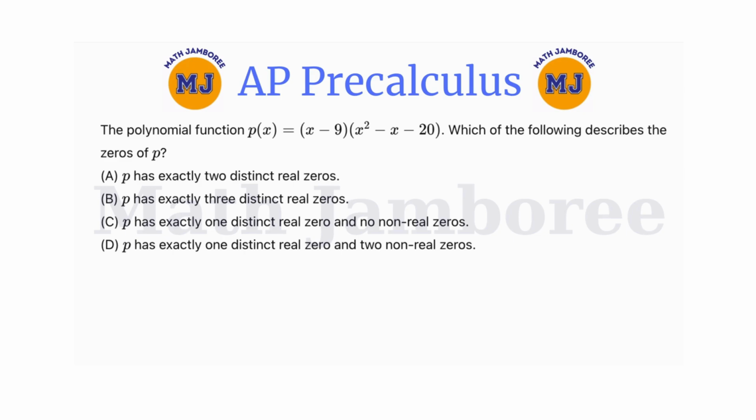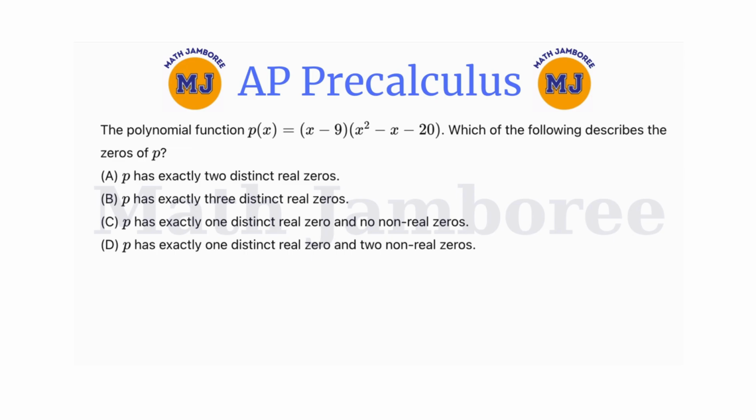In this video, we have another AP Precalculus type of question from the topic of polynomial functions and complex zeros. Let's solve it together. The polynomial function p of x equals (x minus 9) times (x squared minus x minus 20). Which of the following describes the zeros of p?